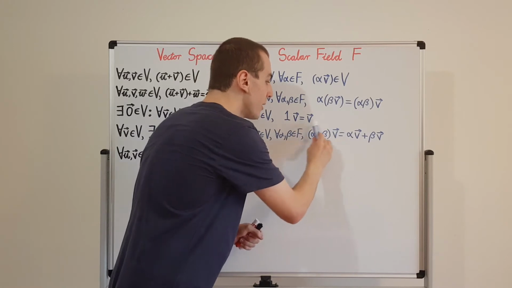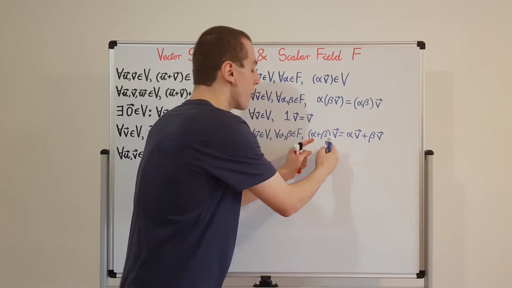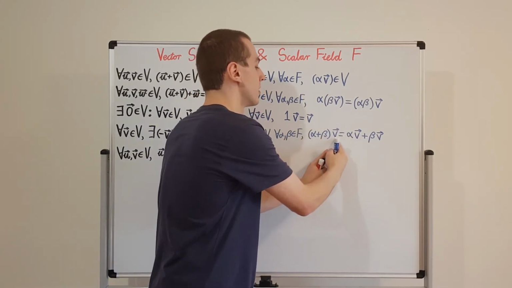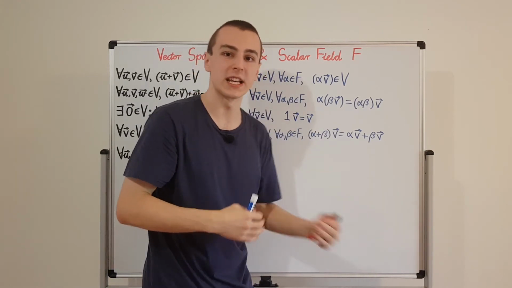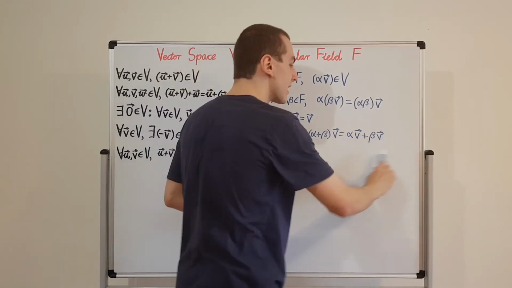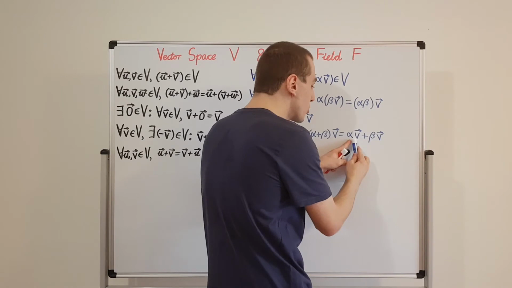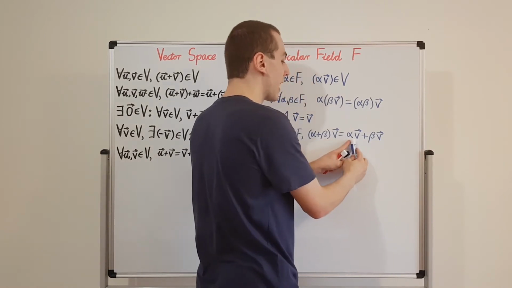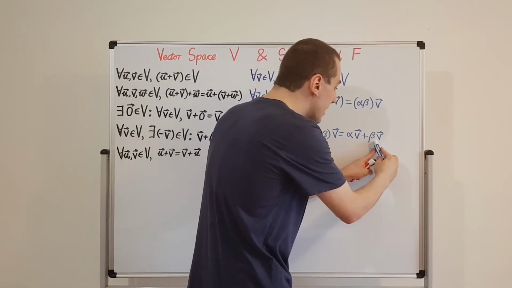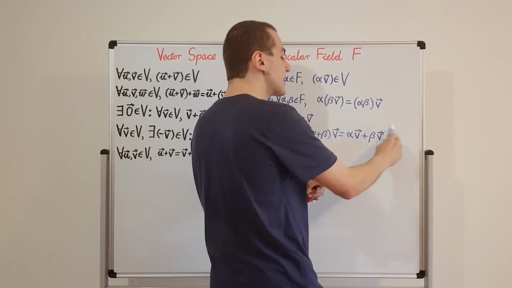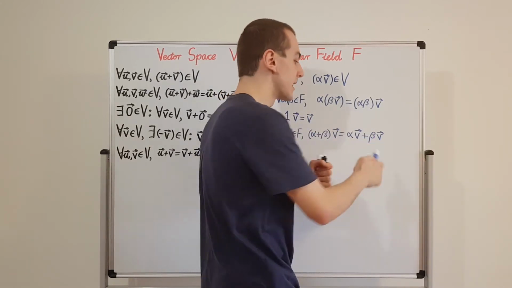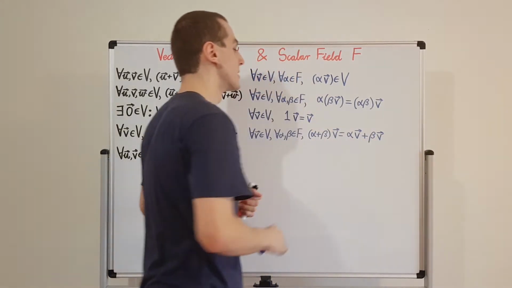So when we evaluate this sum, we're going to get a scalar, and we're going to use that to scale this vector. And then we're going to have scalar multiplication. We're going to scale that vector. But on this side, what we're doing is we're individually scaling this vector by alpha over here, and we're individually scaling it by beta. And then once we've scaled it, we add it together. We find the sum. So that is what this axiom is telling us.